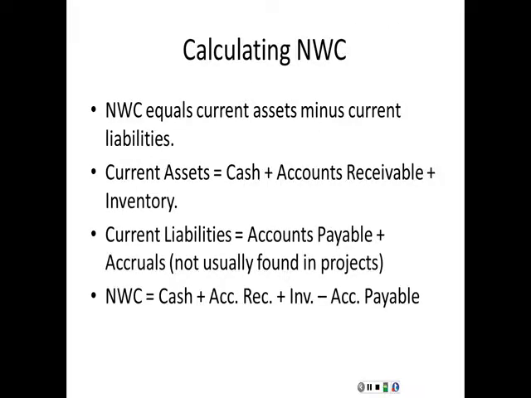To calculate net working capital, it's simply current assets minus current liabilities. So cash plus accounts receivable plus inventory minus accounts payable minus accruals. Big item here. Net working capital is a balance sheet entry. So what does that mean?